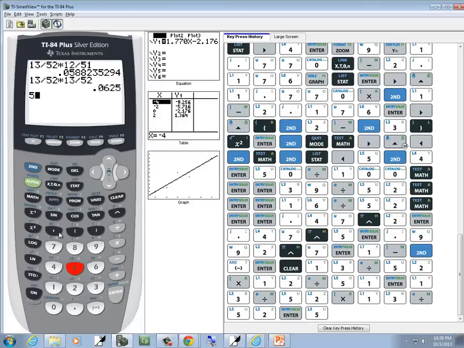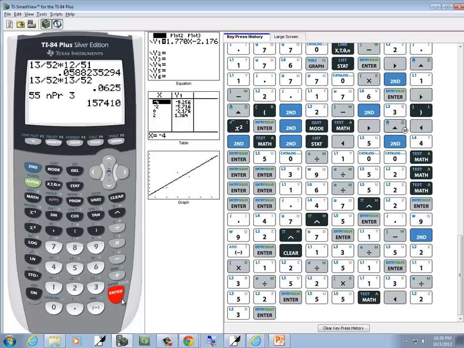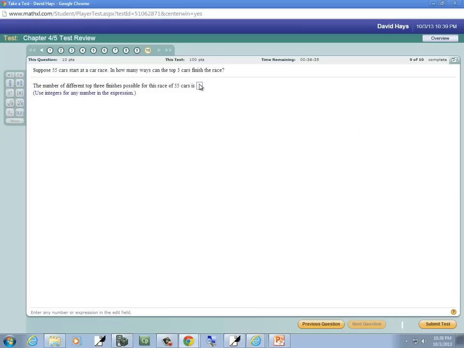So 55, and where's that at? Second math, or math. Math. And then go to PRB, nPr, so 55 nPr 3. Enter. 157,410.